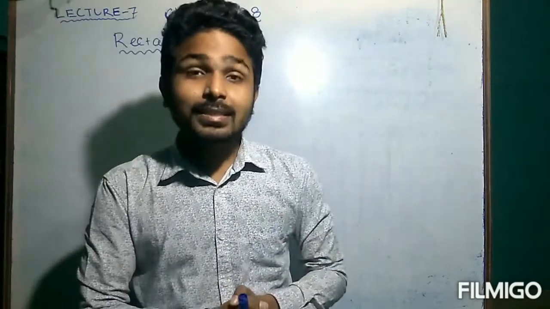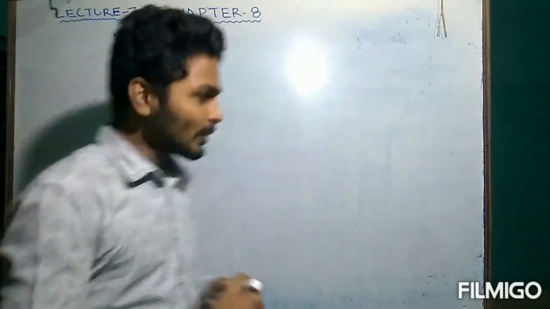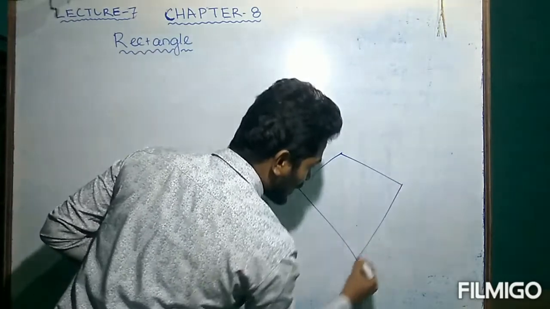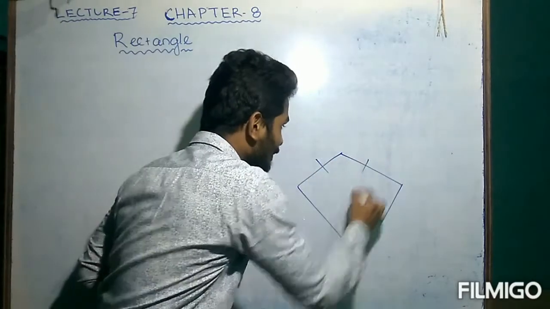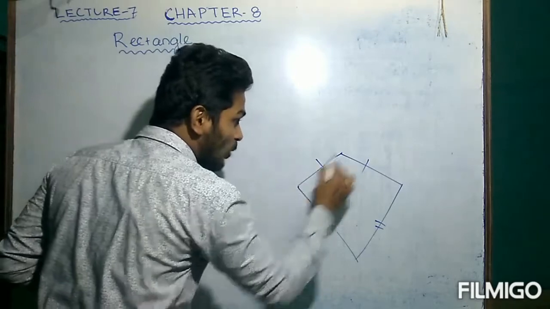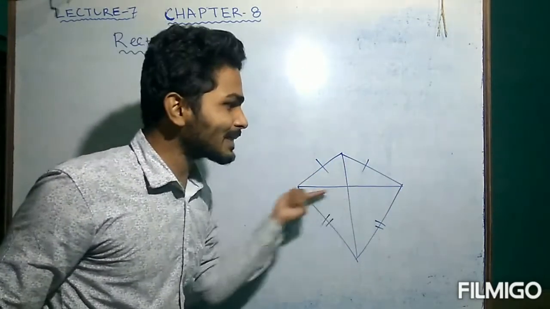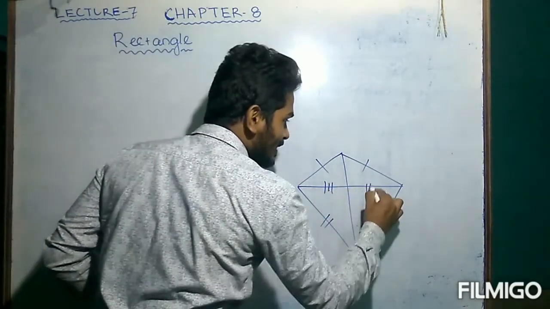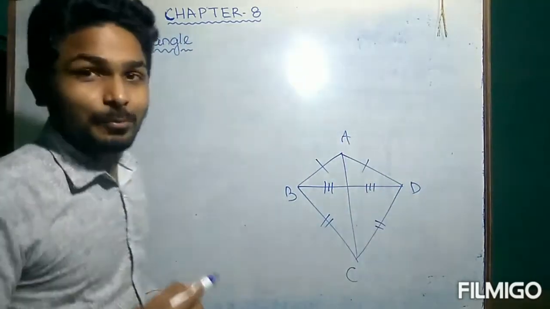In the previous lecture, lecture 6, we discussed the second type of quadrilateral, which is known as a kite. So what is a kite? A kite is a quadrilateral in which two consecutive pairs of sides are equal. What is the third property? The third property is that out of the two diagonals, one diagonal is bisected by the other diagonal. So this is equal to this. Understood? Then what is the fourth property?